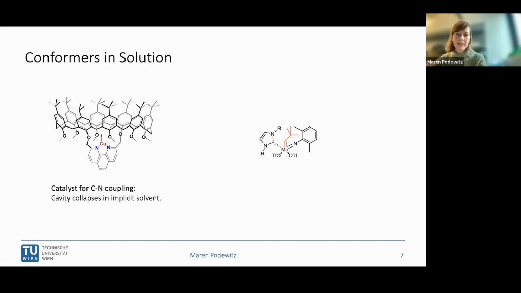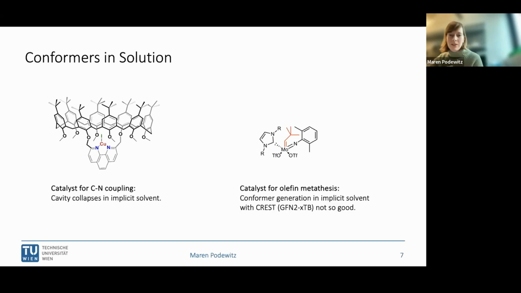Another example is this olefin metathesis catalyst. We were absolutely amazed when the CREST tool came out and we played around with it, to see what we can get. This is a known problem for these semi-empirical methods: if you have a molybdenum, then although we are super grateful that we have these methods, the performance is not so good, because we have a typical transition metal and the semi-empirical methods are not really designed to work well for such systems. So with these two more examples, I hope by now I have convinced you that it is really necessary to also generate conformers in solution.